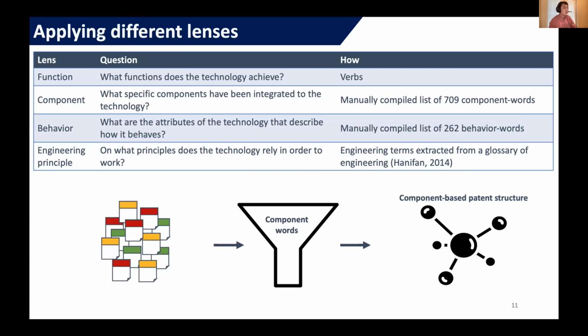So basically, by applying these four lenses on the pattern structure, we created four different representations of a single pattern structure. And I will show you the four different representations as I do the demo of the tool in the next study.